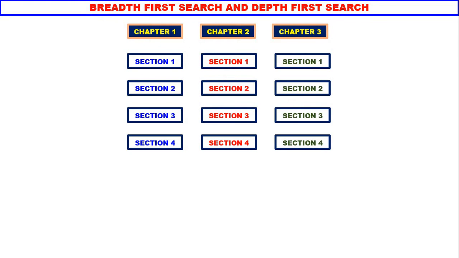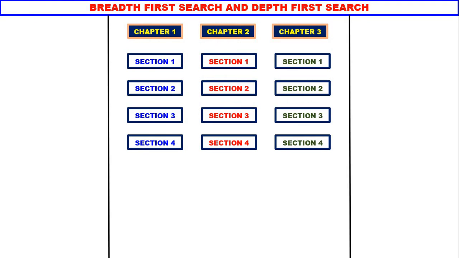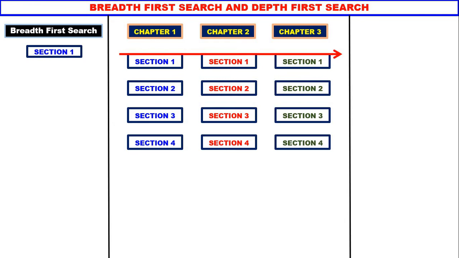First, let us understand how these sections will be traversed using BFS, that is breadth first search. In breadth first search, the sections are traversed breadth-wise. That is, Section 1 of Chapter 1. After that, Section 1 of Chapter 2. After that, Section 1 of Chapter 3. Yes, breadth-wise they are traversed. Section 1 of Chapter 1, Section 1 of Chapter 2, Section 1 of Chapter 3.